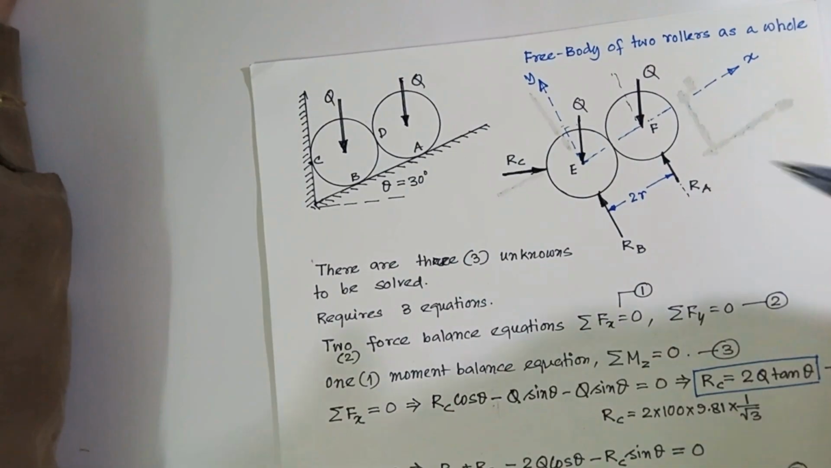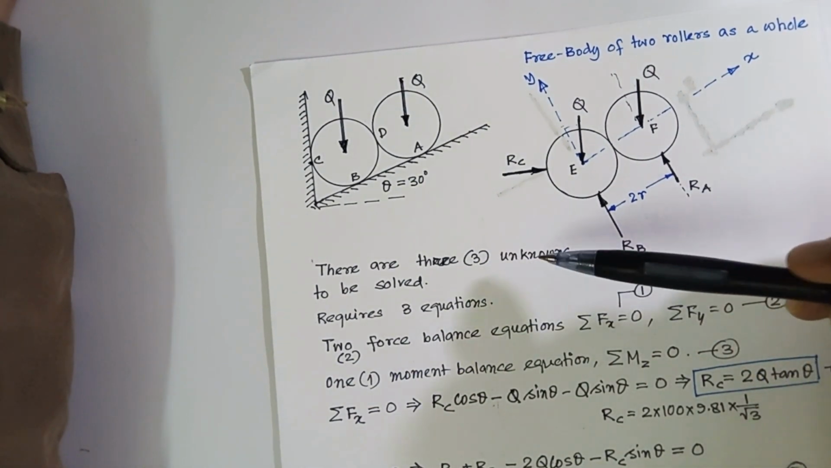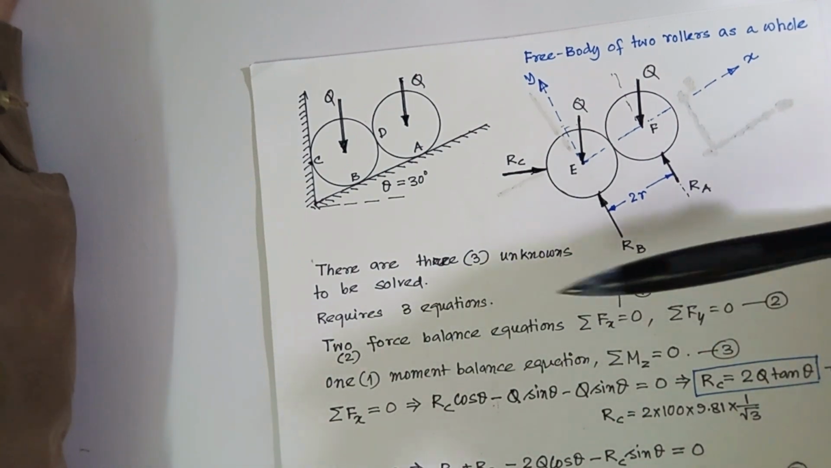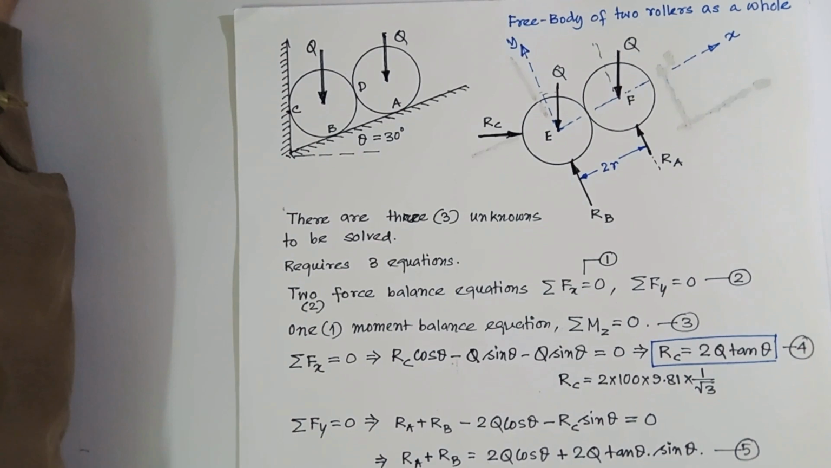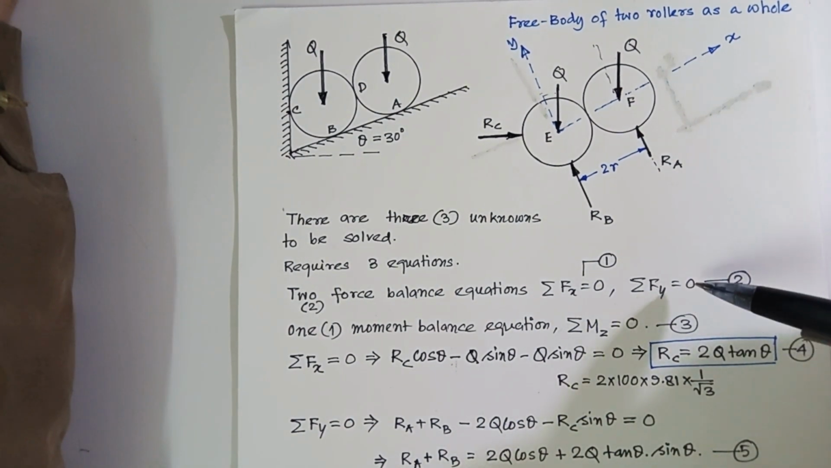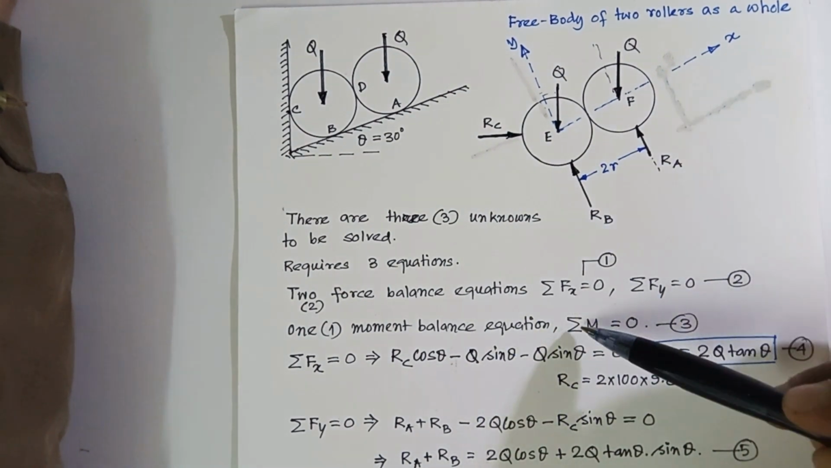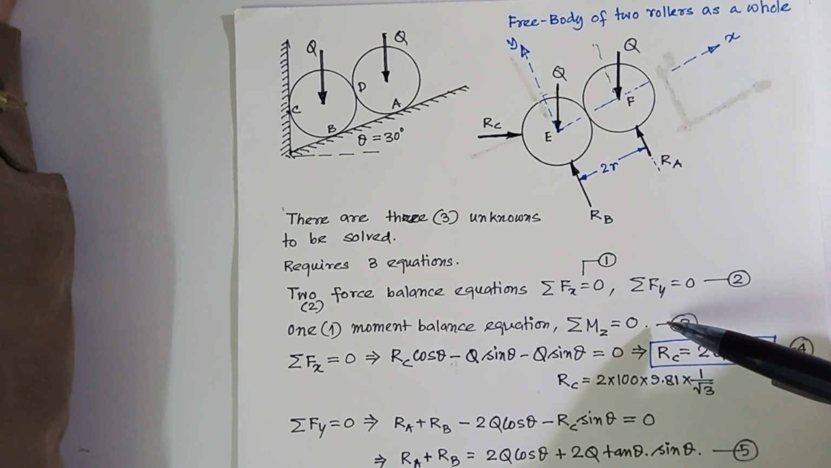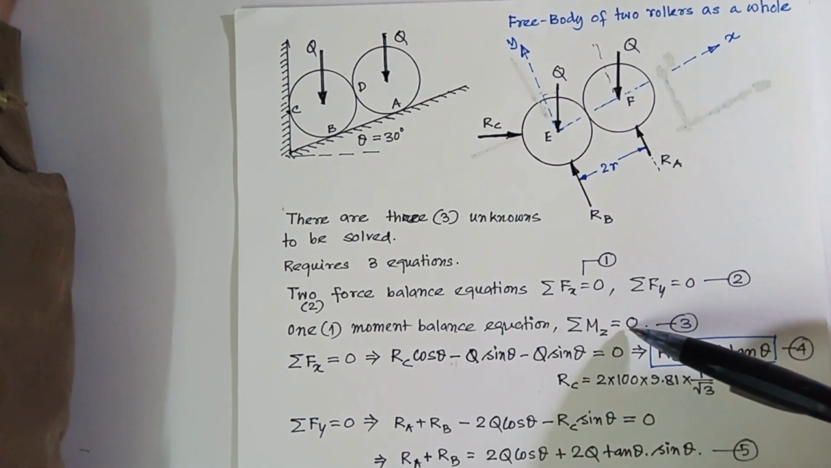Okay. Next, how many equations do we need for solving this? There are three unknowns. Therefore, we need three equations. What are they? Two force equations we can write: summation of Fx is equal to 0, summation of Fy is equal to 0 for this system, and the sum of moments about any point equal to 0 for this system. Because this is static, the moment will be 0 about any arbitrary point.